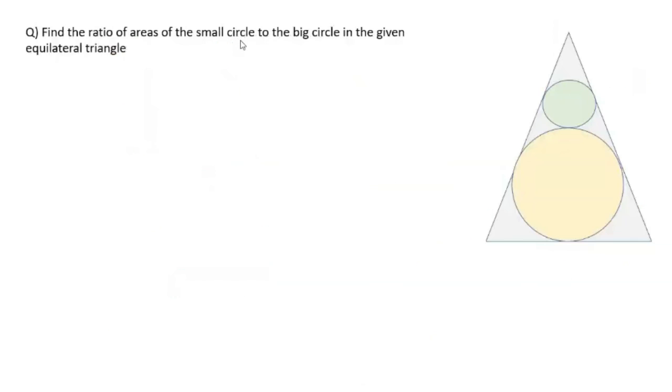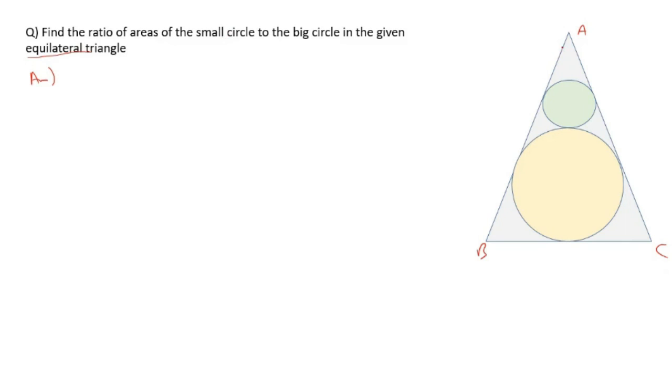Okay, so this would probably be the last question on triangles, and then we'll go to the theory of the next topic, right? It says: find the ratio of the areas of the small circle to the big circle of the given equilateral triangle. At least this is equilateral. No sides are given, so they are only interested in the ratio of the areas of the small circle to the big circle.